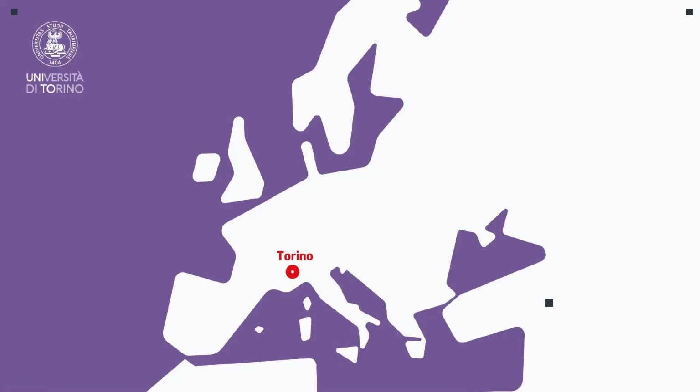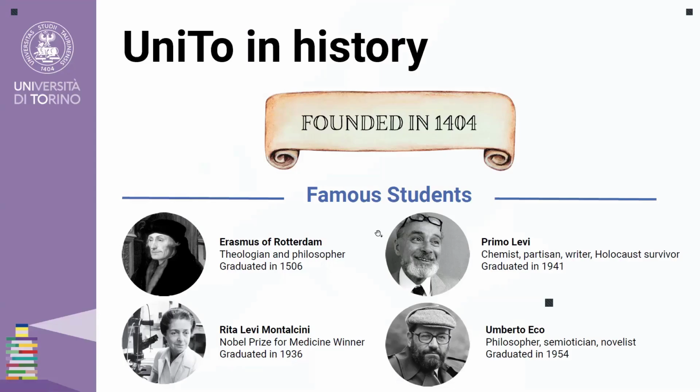This is where we are located. Torino, for those of you who are not very familiar, is located in the northwest part of Italy, as you can see from this map. And our university, if you go on the next slide, has quite a long story. As you can see, it was founded in 1404, and here you have some of our famous students. I would say that the most famous student was Erasmus of Rotterdam, who joined our university in the theology and philosophy faculty in 1506.